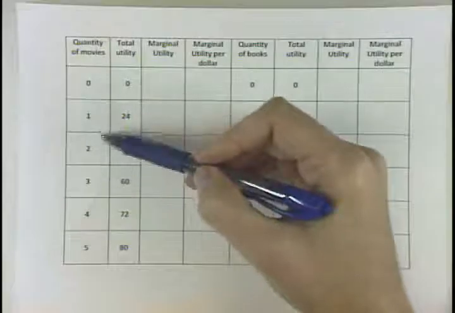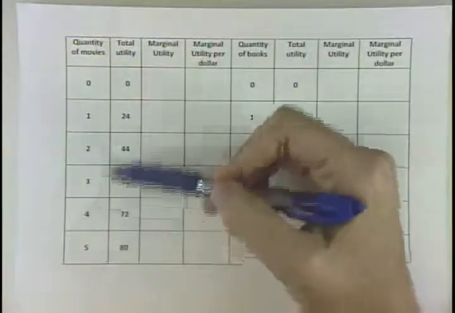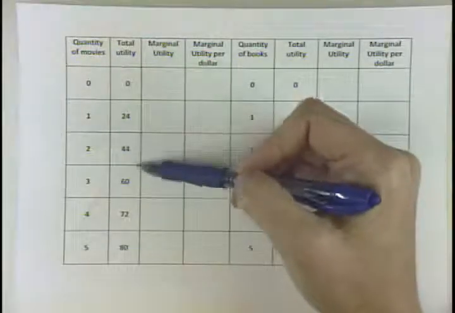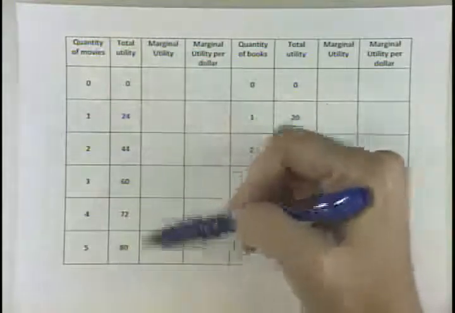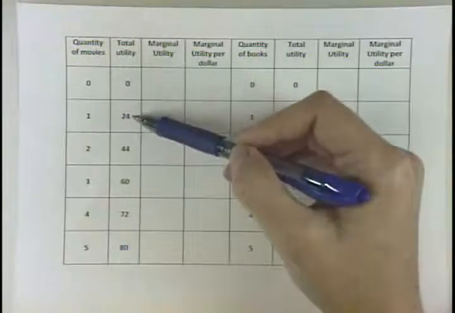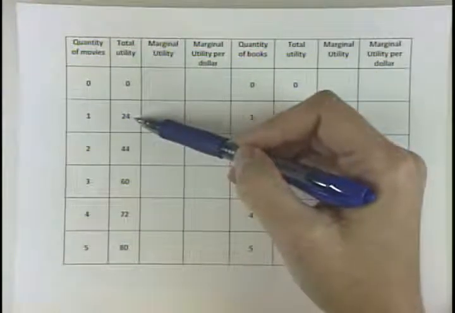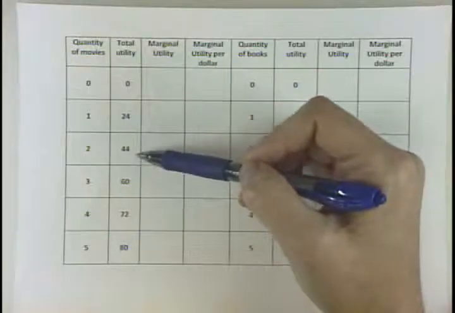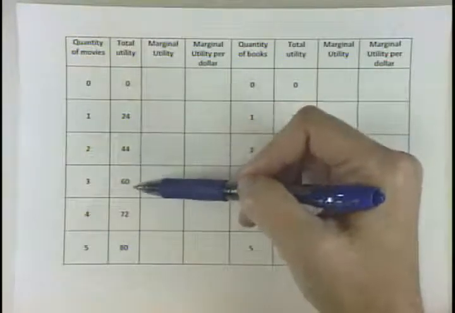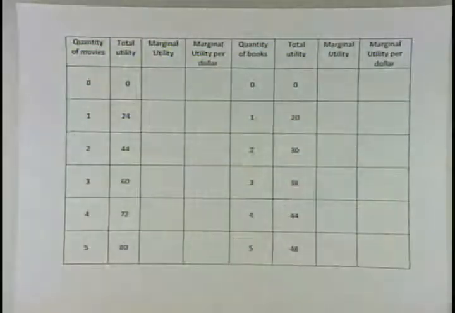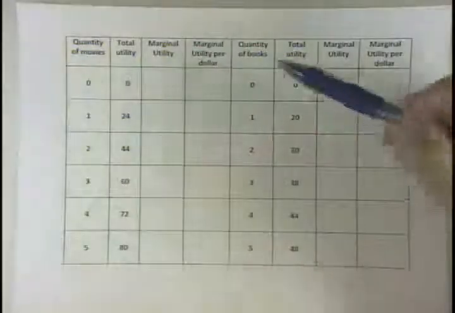As we increase our number of movies watched, say in a month, we get more and more satisfaction. These are arbitrary numbers that we would just make up, but we'd say we get 24 utils if we watched one movie. If we watch 2 movies, we'd get 44 utils. If we watch 3 movies, we'd get 60. So as we increase our consumption of something, we get more and more satisfaction. And we can do the same with books here.